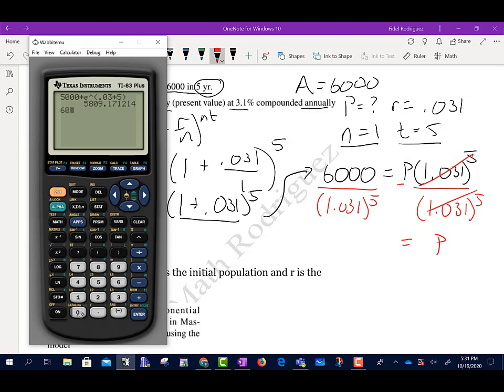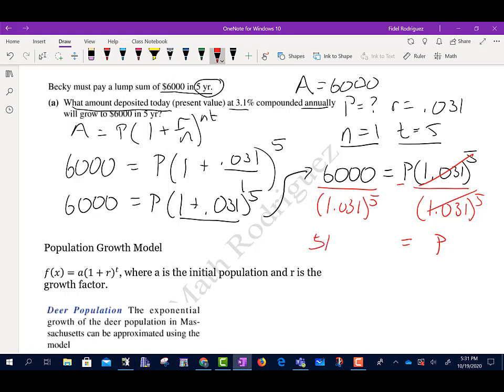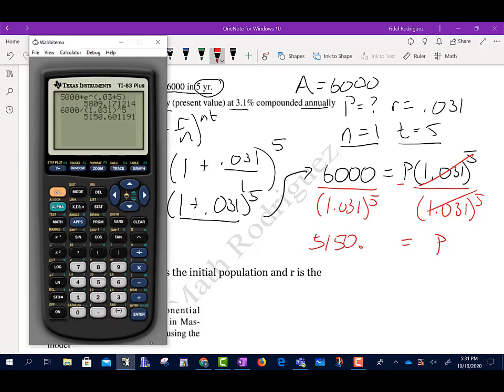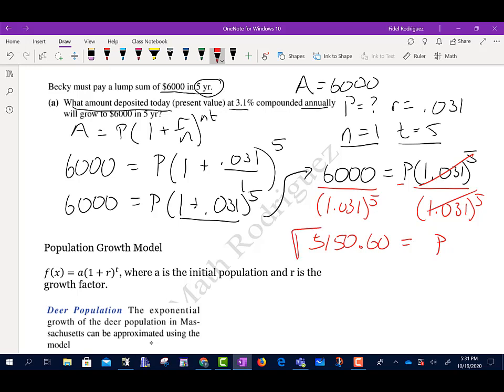6,000 divided by parentheses 1.031 to the power of 5. Hit enter. And so today we have to deposit $5,150.60. There we go. This is the amount that we have to deposit today. Okay.